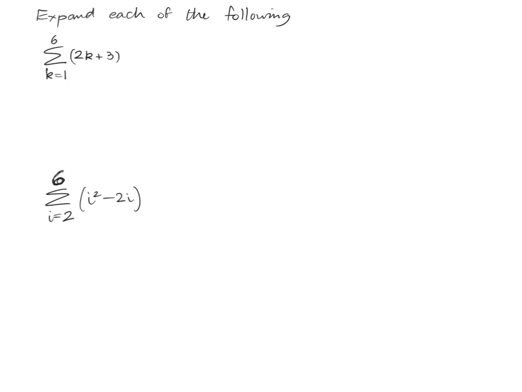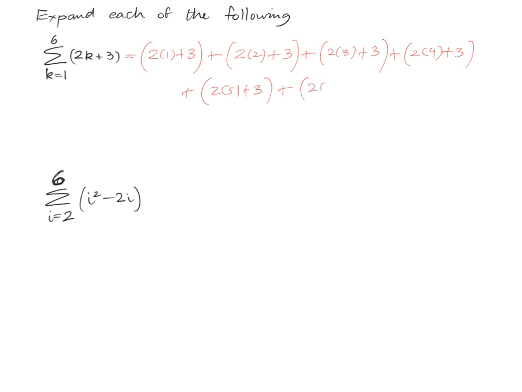So this is how I write this. First I plug in k equals 1, so 2 times 1 plus 3, and then plus, now I plug in k equals 2, 2 times 2 plus 3, and then I plug k equals 3 in, 2 times 3 plus 3, etc. 2 times 4 plus 3, plus 2 times 5 plus 3, plus finally 2 times 6 plus 3. And I stop there because it said to stop at k equals 6.